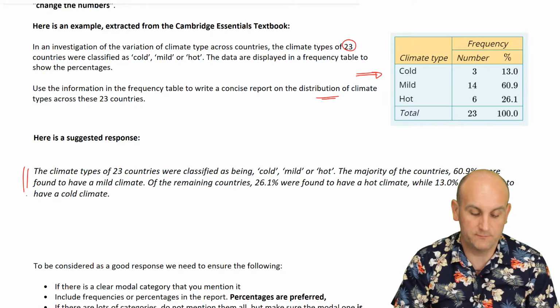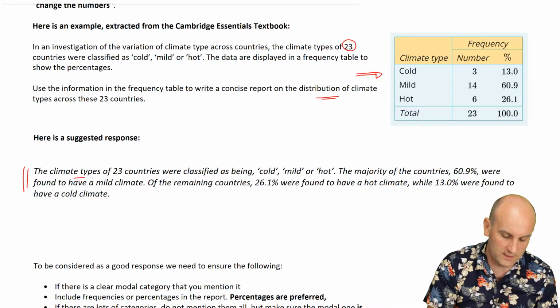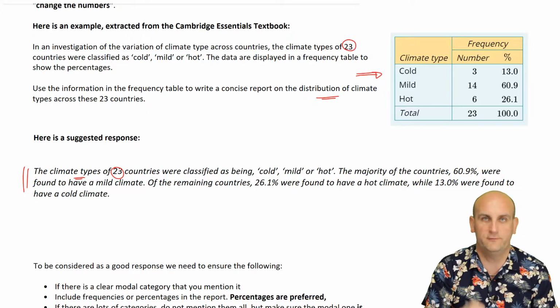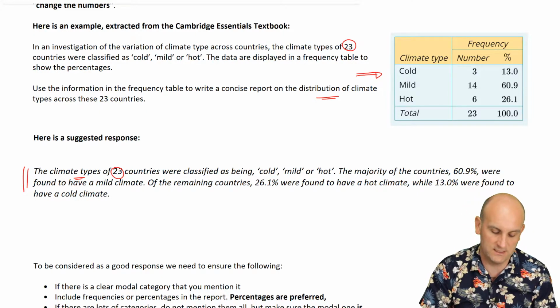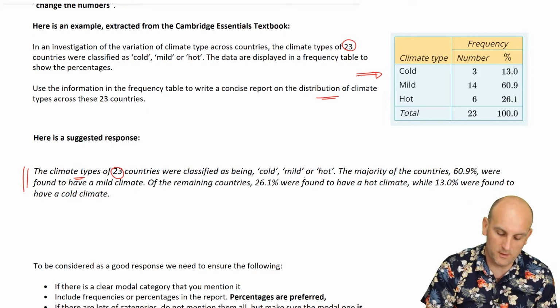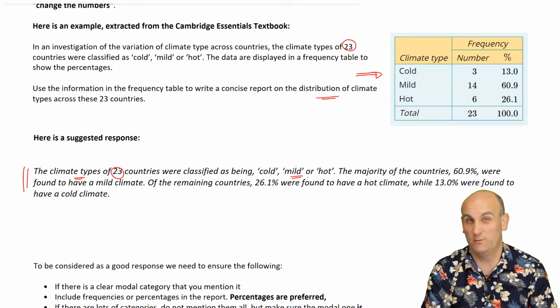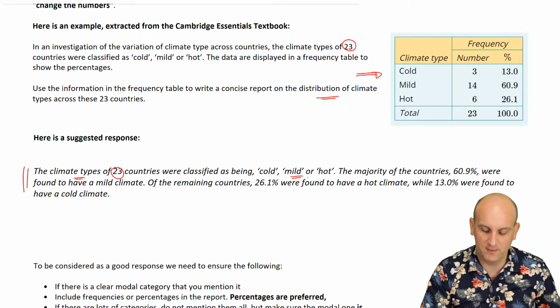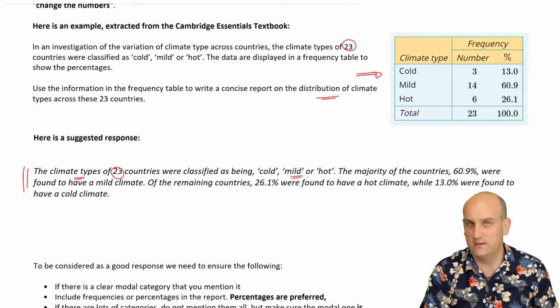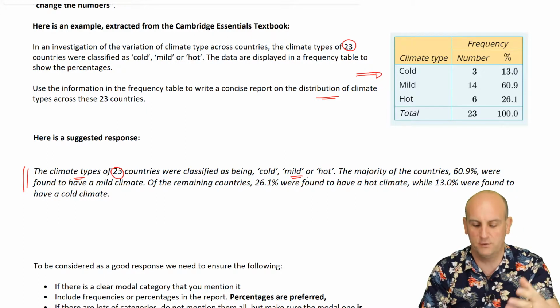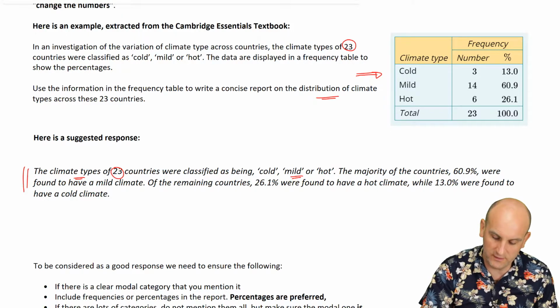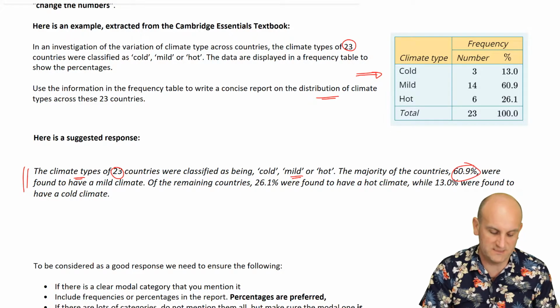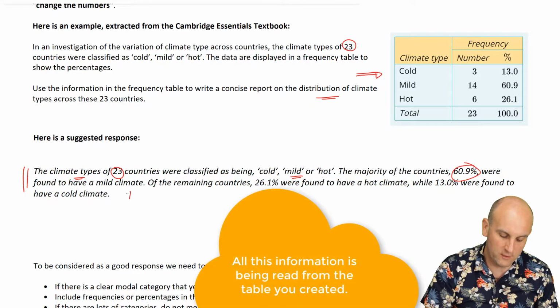The climate types, because we're talking about climate types, so reference what it is, of 23 countries, put the total number of countries in, were classified as being cold, mild or hot. So realistically speaking, we've repeated the question, but we're repeating it because we understand it. The majority, do you see what we did there? We've made reference to the fact that we know the most. The majority of the countries, that's 60.9%, were found to have a mild climate.